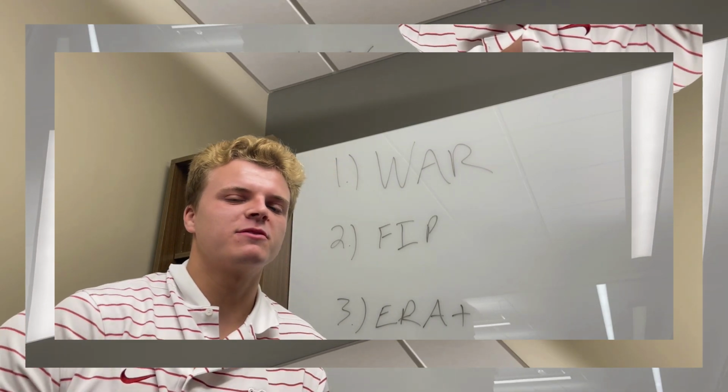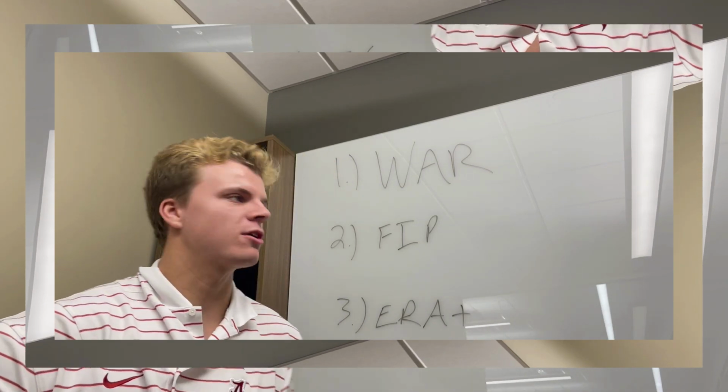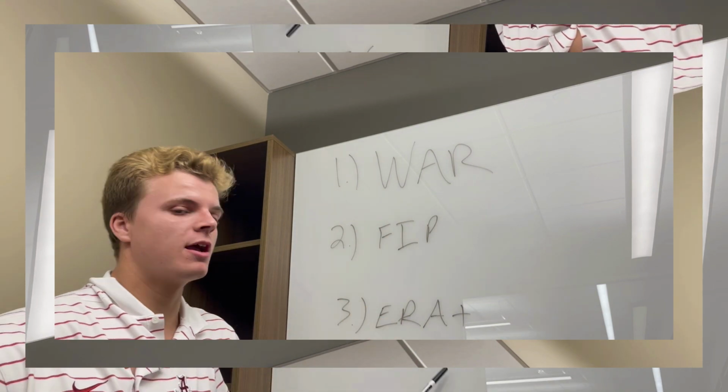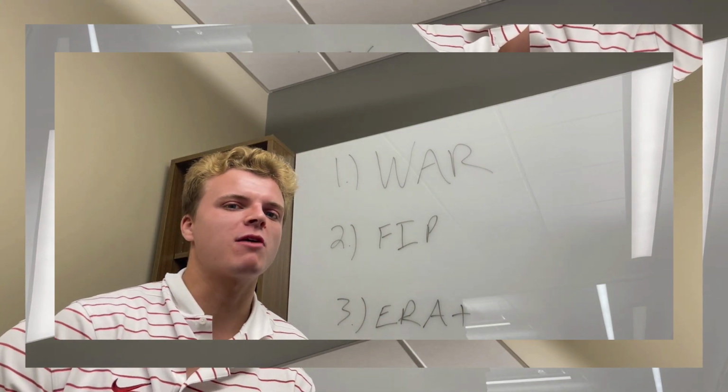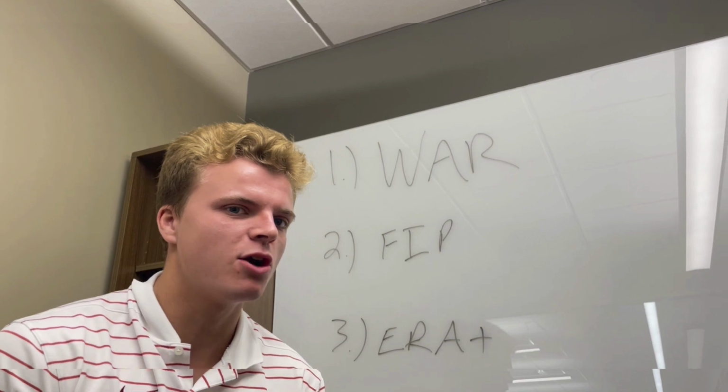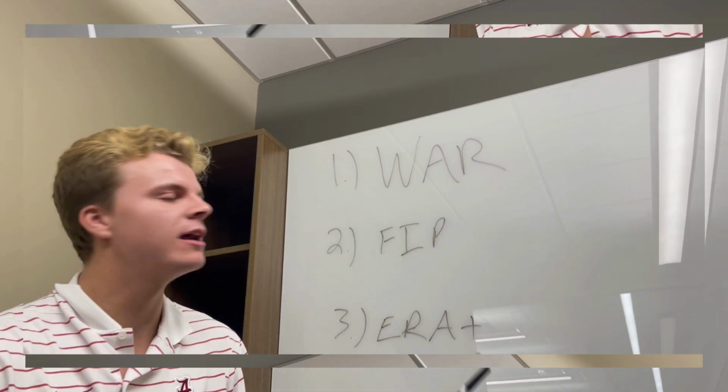CJ2K here to talk about some advanced baseball analytics. The three we're going to talk about today are WAR, FIP, and ERA+, and then I'm going to finish off with why Ronald Acuna Jr. should win the NL MVP over Mookie Betts, even though Mookie Betts technically has a higher WAR. Let's get into it.